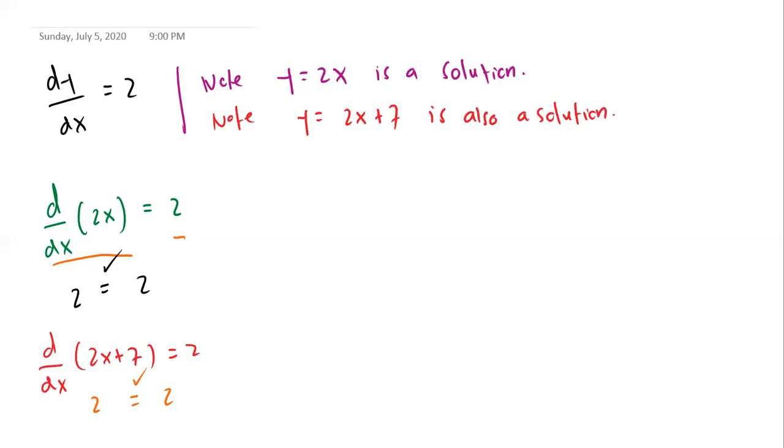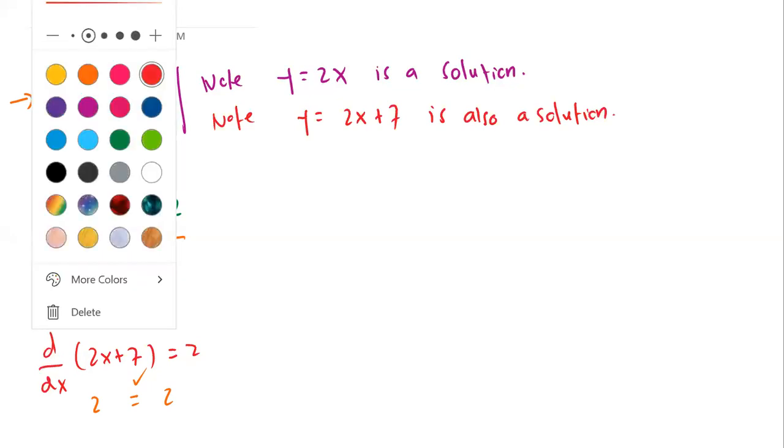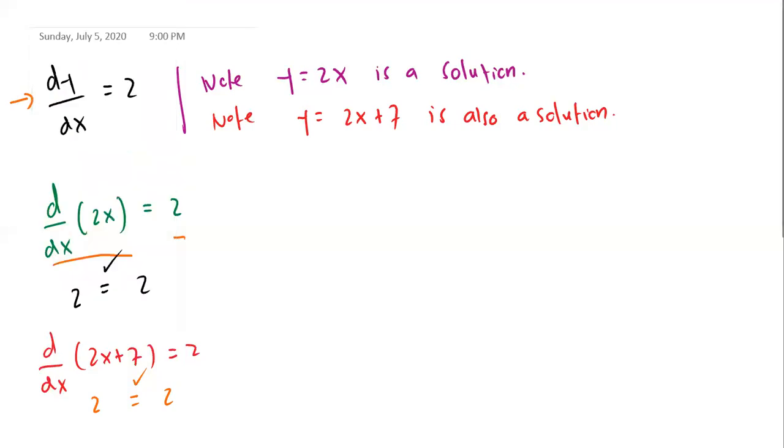So this is usually how it works. If you're given a differential equation like I gave you here, it is very easy to verify whether a function is a solution. You just plug it into the differential equation. If you get equality, then it is a solution. If you don't, it is not a solution. So here, something that's not a solution. Let's use another color. So let's use blue. So note, y equals e to the x is not a solution.